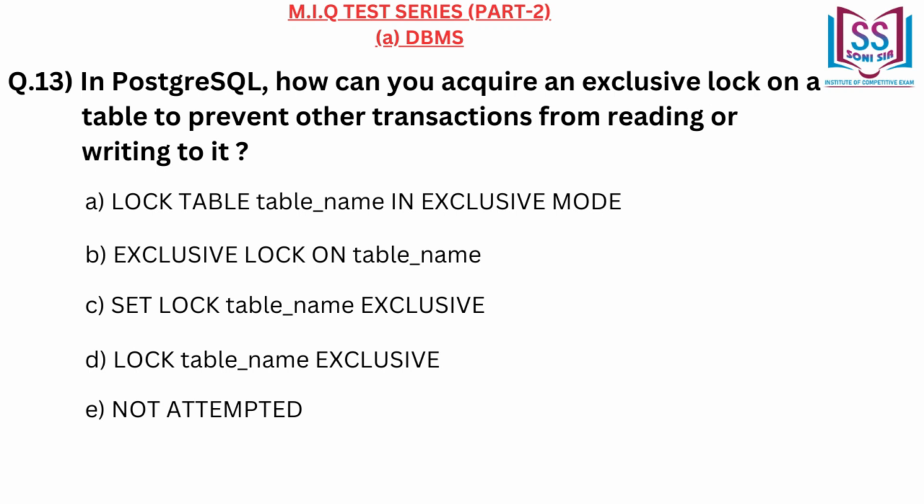In PostgreSQL, how can you acquire an exclusive lock on a table to prevent other transactions from reading or writing to it? A. LOCK TABLE table_name IN EXCLUSIVE MODE. B. EXCLUSIVE LOCK ON table_name. C. SET LOCK TABLE table_name EXCLUSIVE. D. LOCK TABLE table_name EXCLUSIVE.